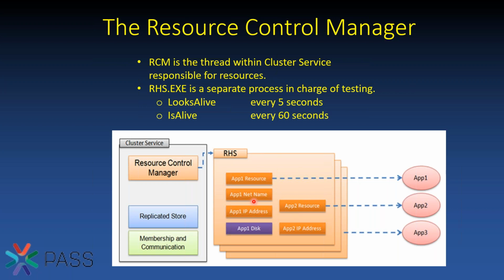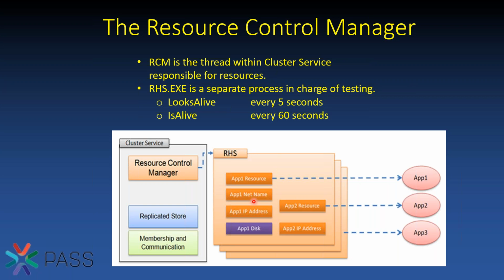There are always two functions that are done with every resource, including a disk and an IP address. The first one is called LooksAlive, and if you've dealt with SQL clusters for any length of time, you're aware of this. Basically, the LooksAlive portion just checks to see if a SQL service is running or not. If the SQL service is actually running, we just say it looks like it's alive. But then we follow up with an IsAlive check to determine if it really is alive or not.